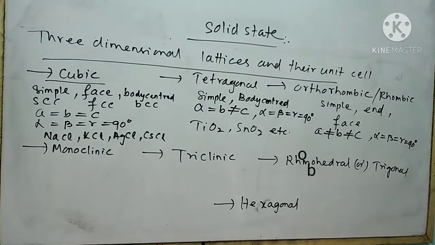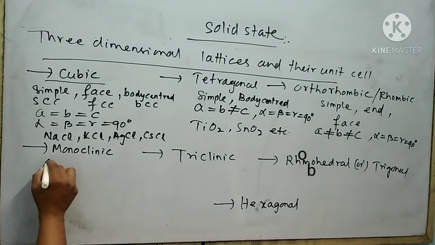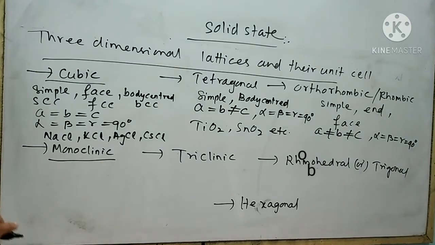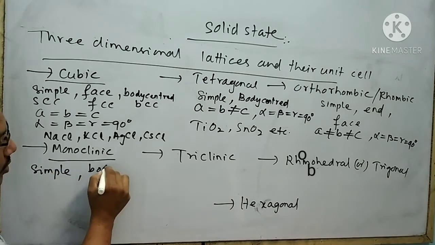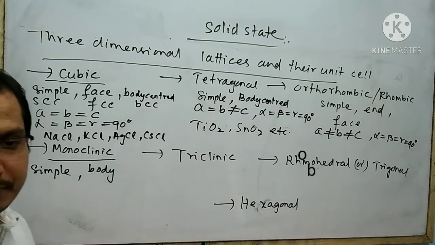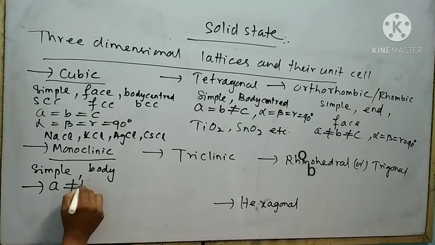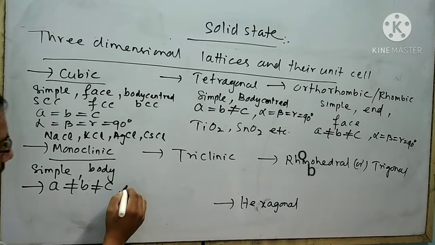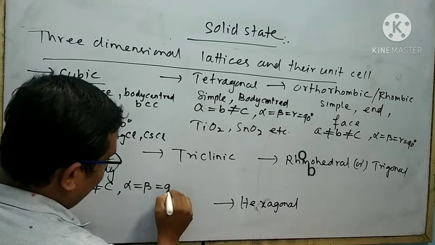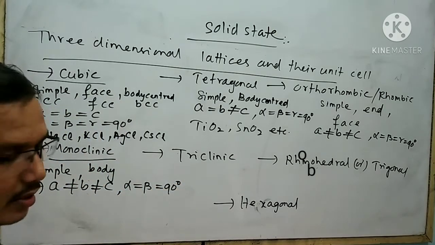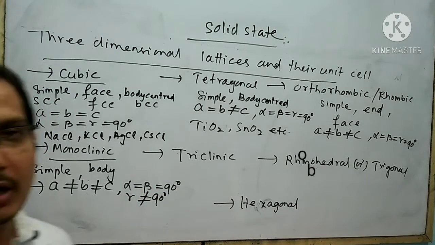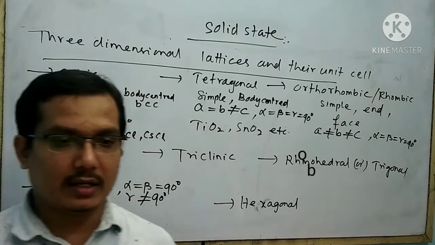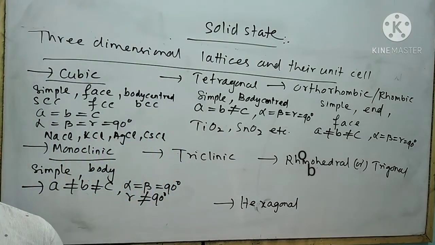Next is your monoclinic unit cell. In the case of monoclinic unit cell, two types of unit cell are possible. One is simple unit cell, second is body centered unit cell. In this case, a not equal to b not equal to c, alpha equal to beta equal to 90 degrees, but remember here gamma not equal to 90 degrees. The examples of monoclinic unit cell are borax, gypsum, epsom.